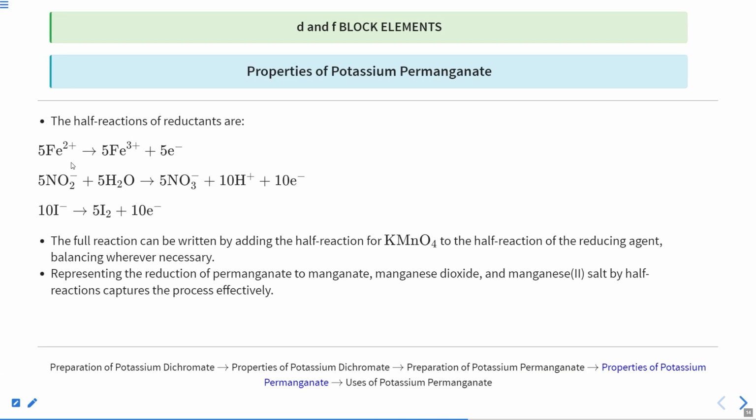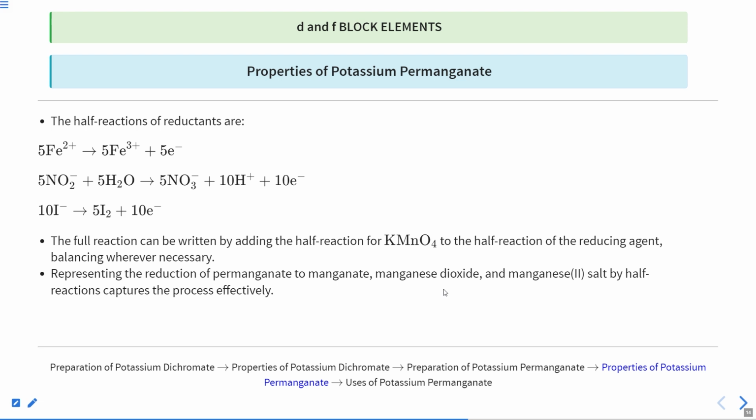So these are the three reactions. In the first reaction we are going from Fe2 plus to Fe3 plus. These are the half reactions of the species getting oxidized. In the first reaction, iron 2 plus is getting oxidized to Fe3 plus. In the second reaction, nitrite is getting oxidized to nitrate. In the last reaction, iodide is getting oxidized to iodine. Now the full reaction can be written by adding the half reaction of KMnO4 to the half reaction of the reducing agent, balancing wherever necessary.